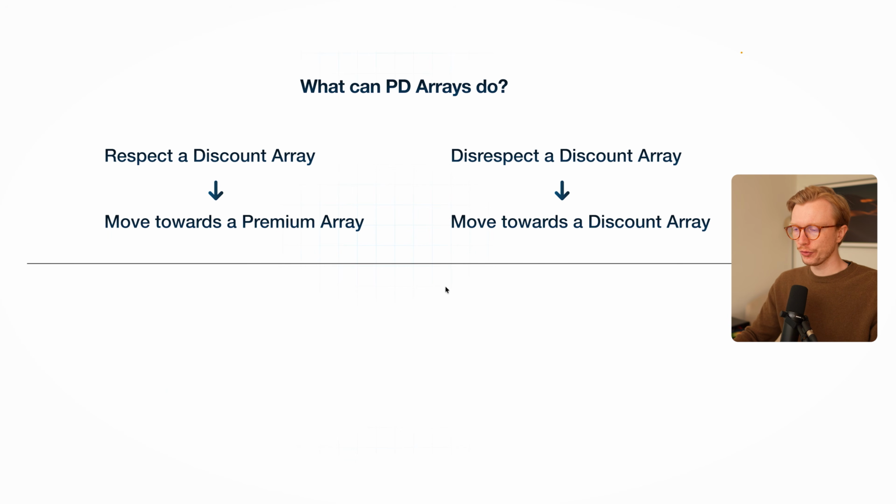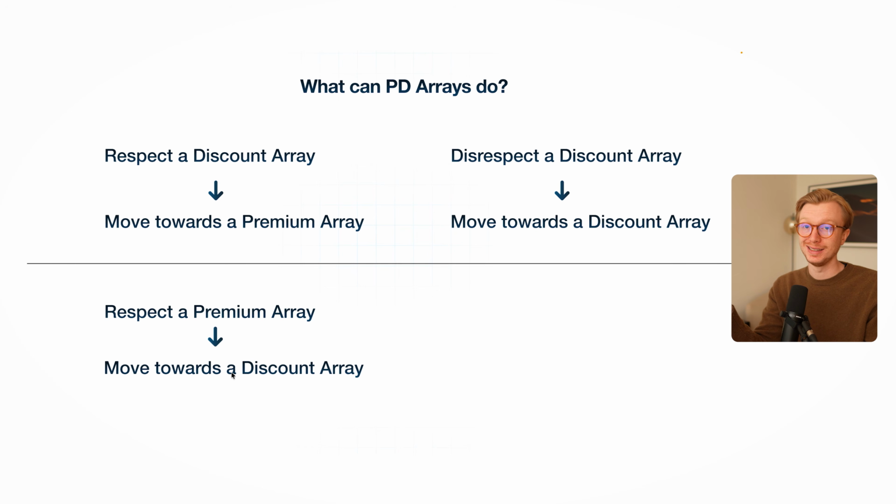Next, of course, we also have premium arrays. Again, what can we do with a premium array? Just like a discount array, we can either respect it or disrespect it. To think along and really try to understand this, it could help to try to fill in what the answers would be. For example, if we are respecting a premium array, what is the next likely move? Well, the next likely move is towards a discount array.